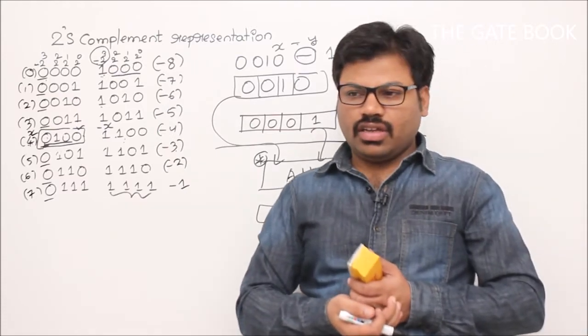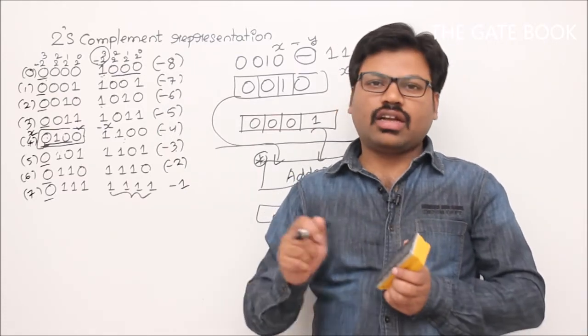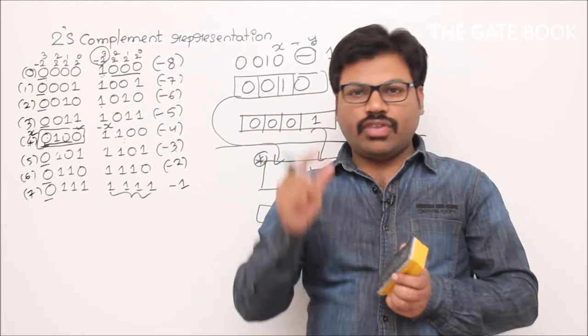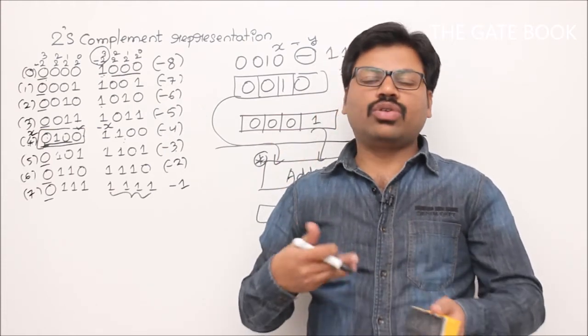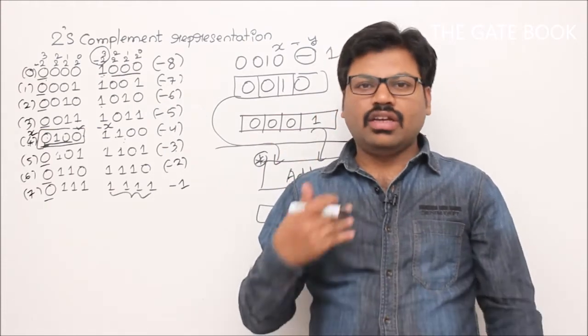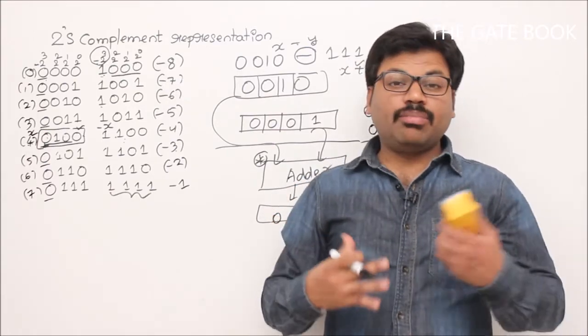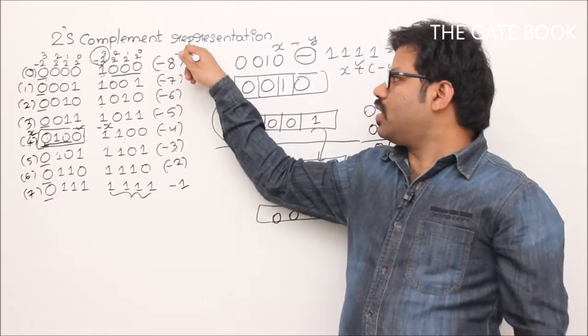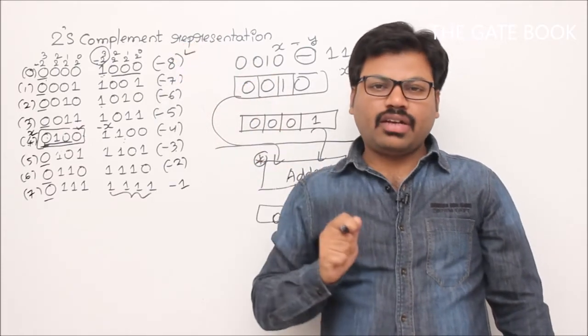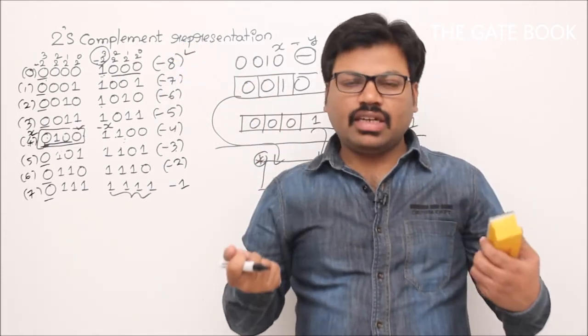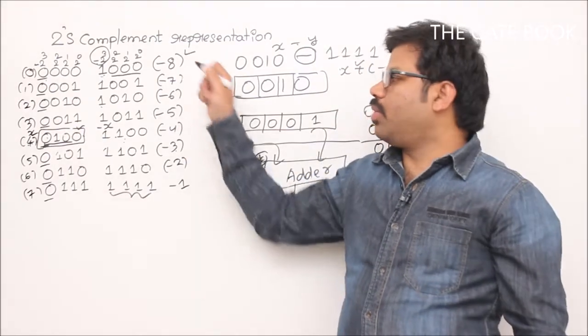Sir, why can't we use sign magnitude representation? In that also there are two levels. First of all, we have to compare the signs. Based on that, we have to do the addition or subtraction. That's why that would be the difficult part. So implementation wise, when you represent your numbers in 2's complement format, additions become easier. That's why people use 2's complement representation.